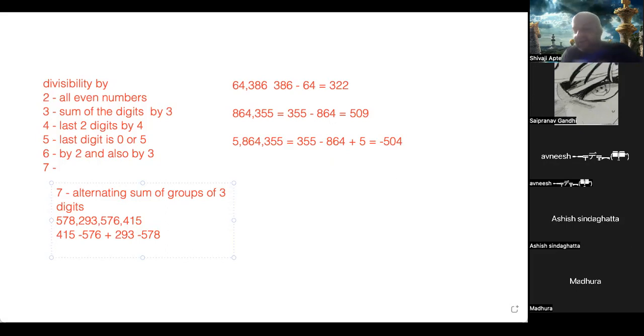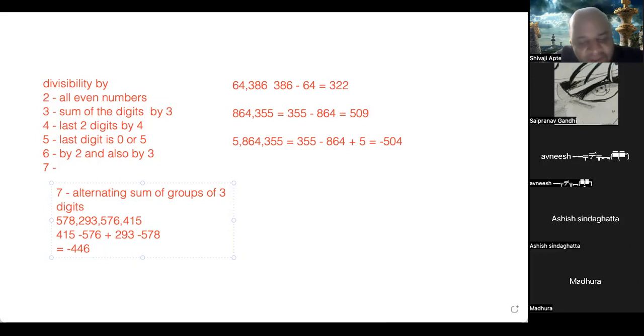So I'm getting the answer minus 446. Now you can drop the minus sign, it doesn't matter. 446. Is it divisible by 7? 7 into 6 is 42. 26. 26 is not divisible by 7. So the entire number is not divisible by 7. In fact, you can tell what the remainder will be, because 7 threes are 21 plus 5 will be the remainder.